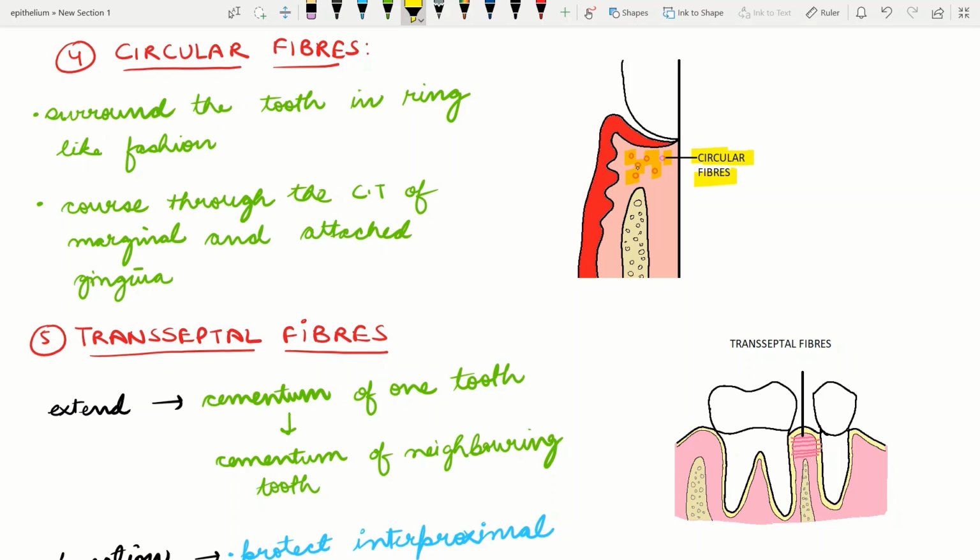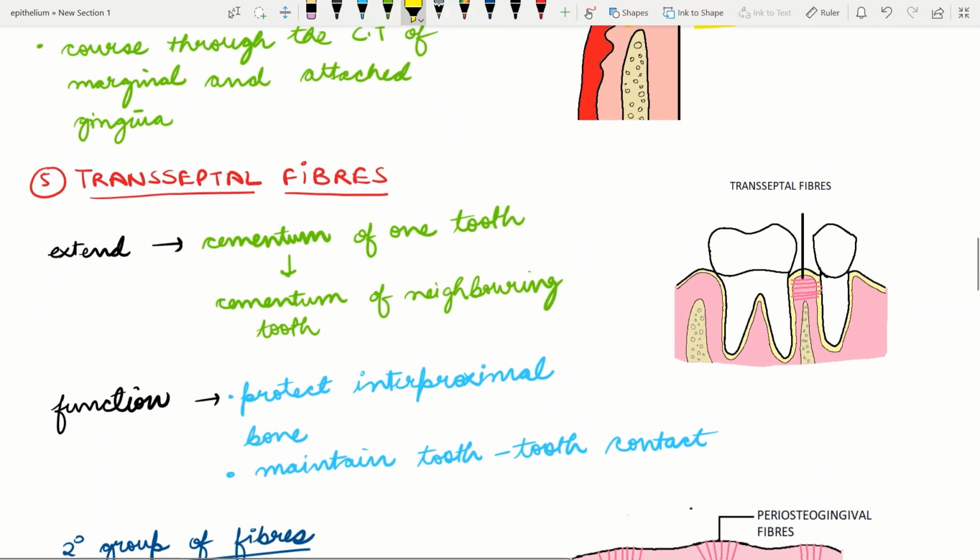Now the fifth group of fibers that we are going to discuss is the transeptal fibers. So these transeptal fibers, you see these fibers, they extend from cementum of one tooth to the cementum of the neighboring tooth. You see from here they are extending from cementum of one tooth to cementum of the neighboring tooth.